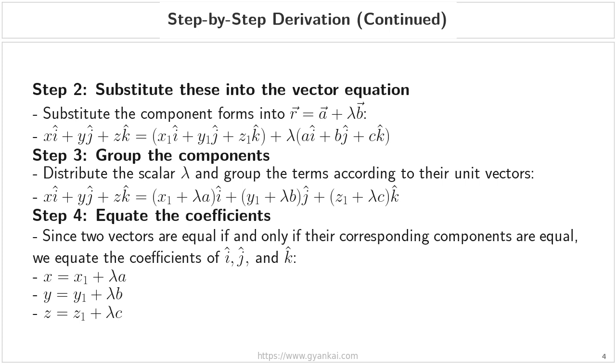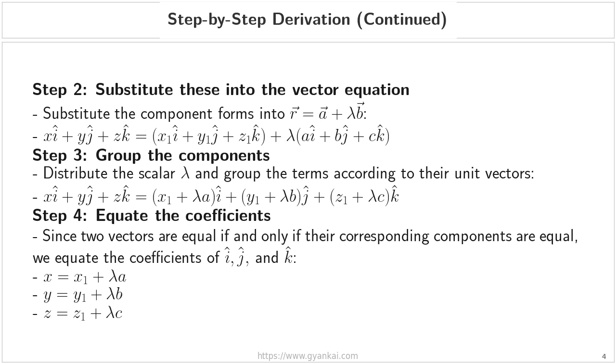This leads us to the most crucial part, step 4, equating the coefficients. Now, remember a fundamental rule of vectors. Two vectors can only be equal if their corresponding components are identical. Therefore, for the left side to equal the right side, the coefficient of the i vector on the left must match the i component on the right, and the same must hold true for the j and k components.